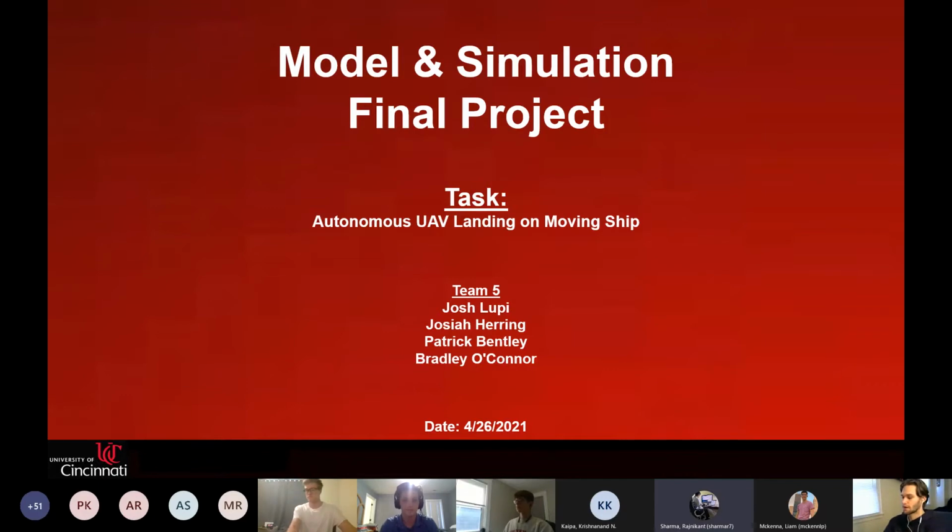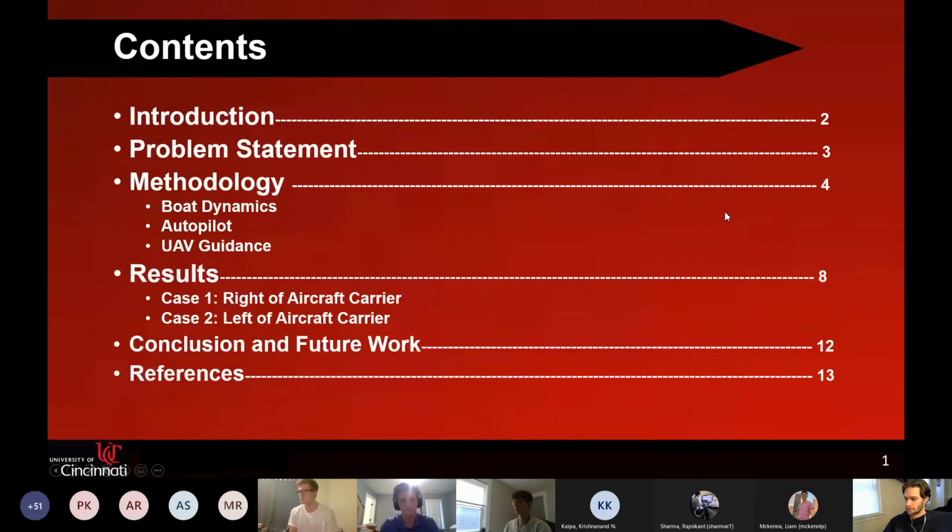Okay, hello everyone. My name is Josh Lupi, and we're going to be moving back to the autonomous UAV landing on a moving ship. My team members are myself, Josiah Herring, Patrick Bentley, and Bradley O'Connor. To start off, we're going to do a brief background on the project, and then dive deep into the methodology behind some of our main dynamics. Then we have two case studies that we did, one starting with the UAV from the right and one with the UAV from the left of the aircraft carrier. And we're going to talk a little bit about how the results come together in the end.